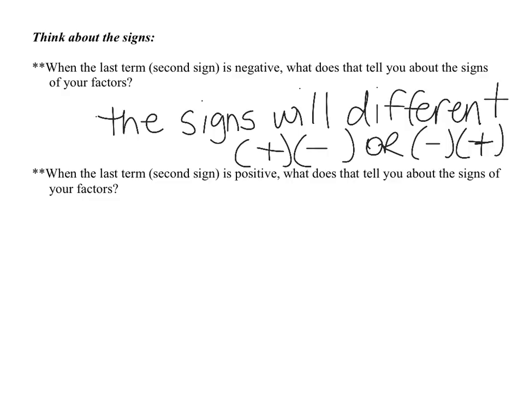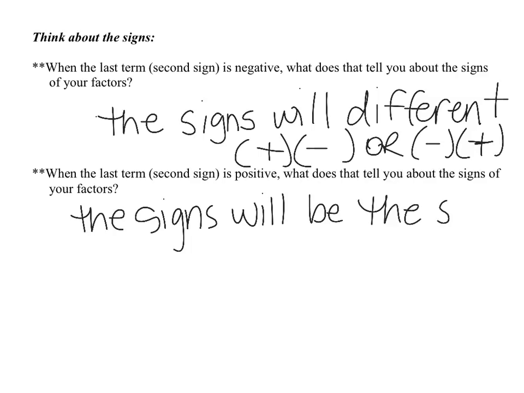All right, and now let's look at what happens if the last term is positive. Every problem in the first column has positive 15 and positive 6. And what that means is that your signs will be the same. That's so important. Another hard and fast rule: the signs of your factors will be the same.